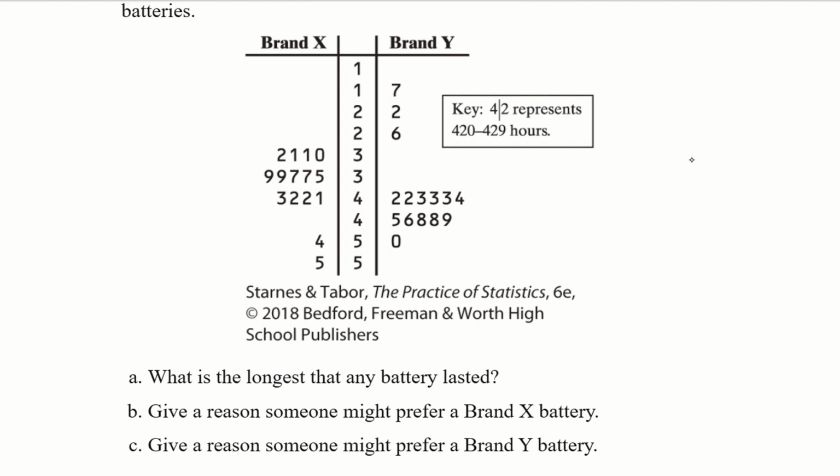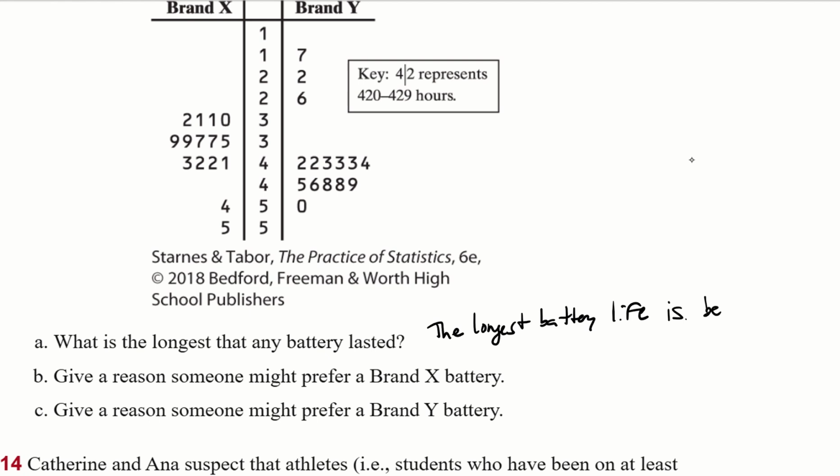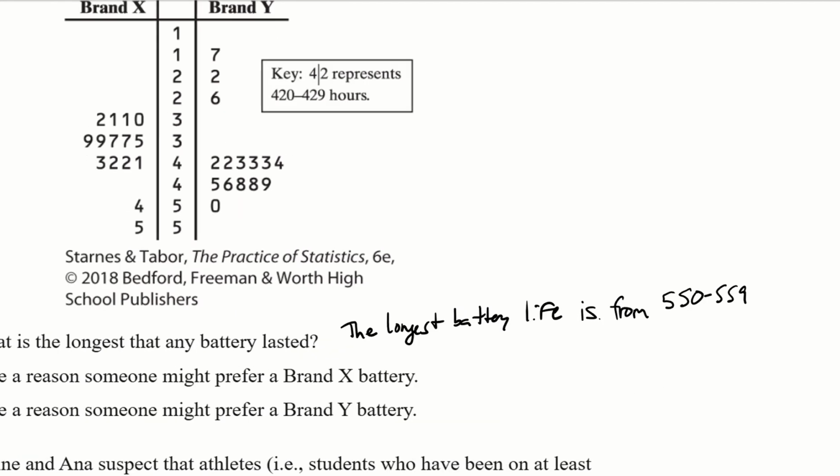Okay, so remember it says that if we have, for example, 4/2, that represents a battery that's from 420 to 429 hours of battery life. Okay, so that's how we want to interpret it. So here the longest battery, it says 5/5, right? So 5/5 means 550 to 559 hours. So that seems to be the longest. Okay, so the longest battery life is from 550 to 559 hours.